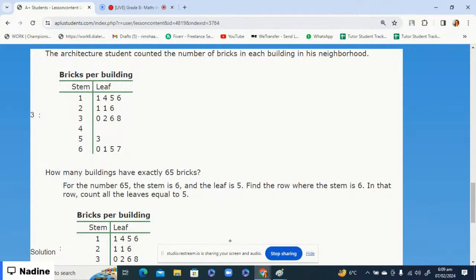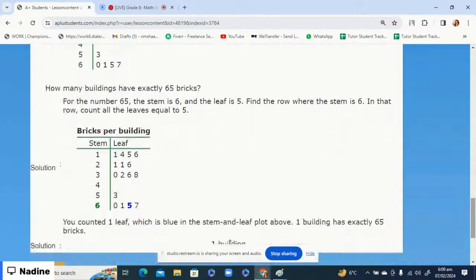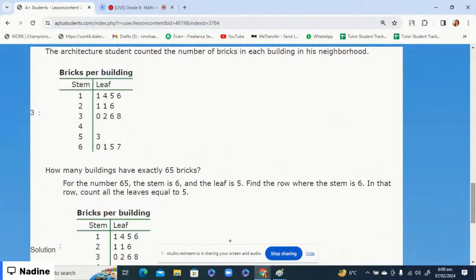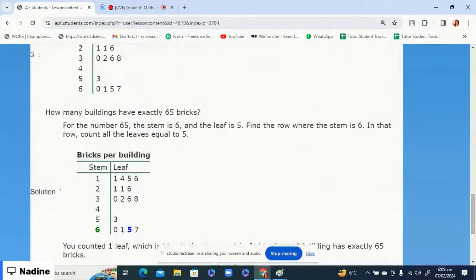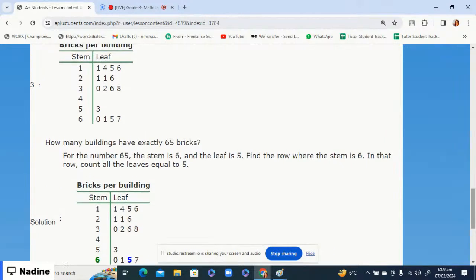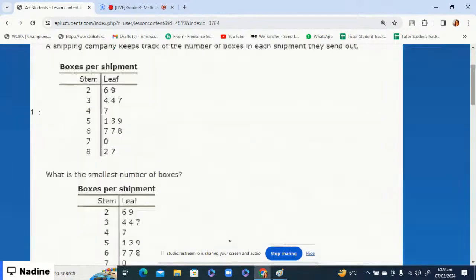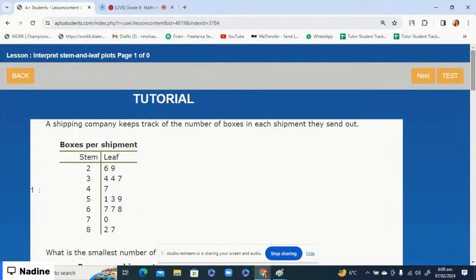Check it out. In the sixth column, how many fives are there? Only one five. So this six and this five become 65. So, only one building. This is the 6 and that is 5, so this becomes 65, and the 5 appears in stem 6 only one time. So we can say one building. Let's do the next.